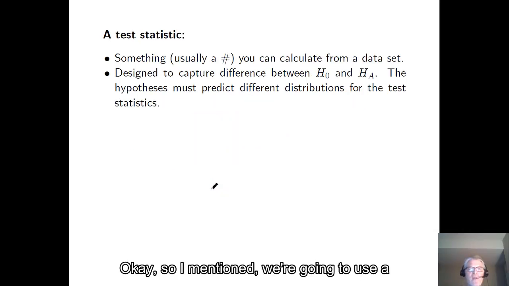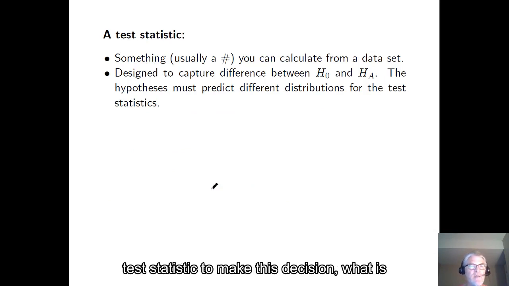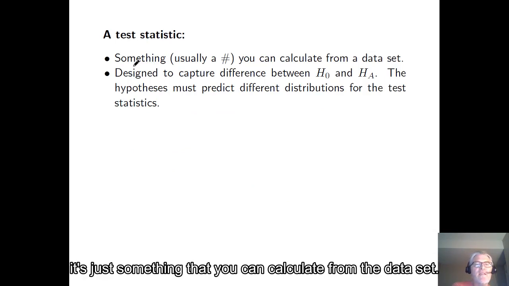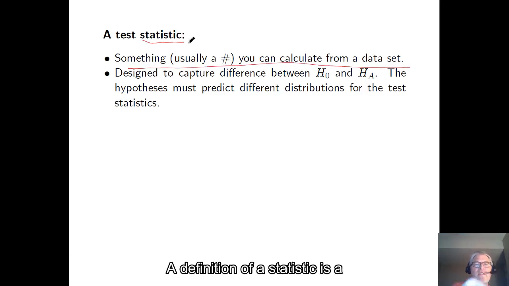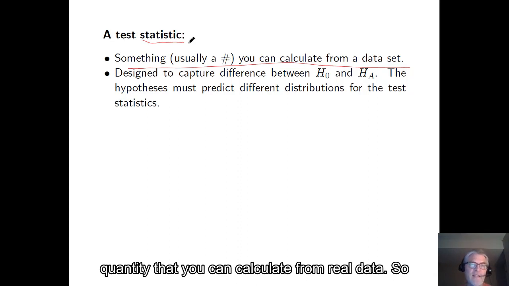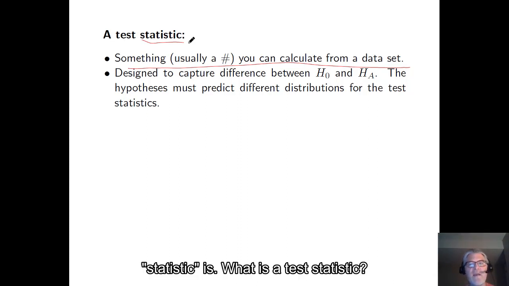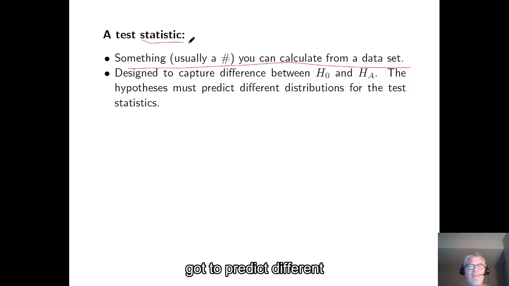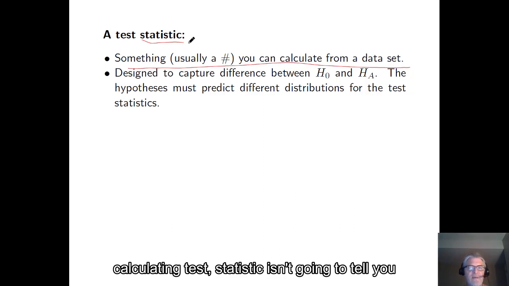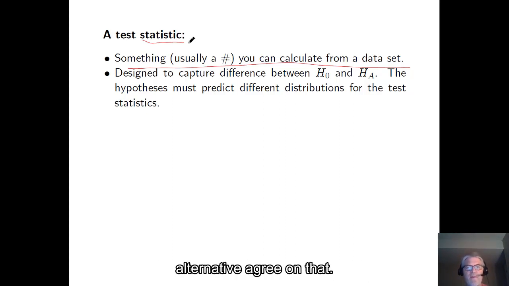Okay, so I mentioned we're going to use a test statistic to make this decision. What is a test statistic? It's just something that you can calculate from the data set. A definition of a statistic is a number usually, but any quantity that you can calculate from real data. So that's what a statistic is. What is a test statistic? Well, it's designed to capture differences between the null hypothesis and the alternative. These two hypotheses have got to make different predictions about the distribution of the test statistics. If they both predict the test statistic has the exact same distribution, then gathering the data and calculating a test statistic isn't going to tell you anything because both the null and alternative agree on that.